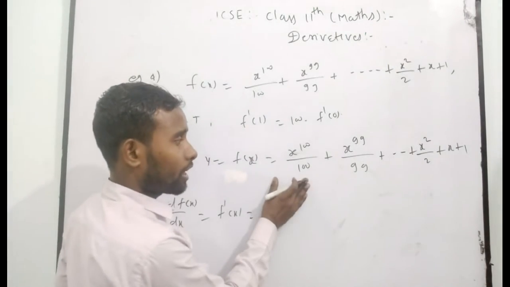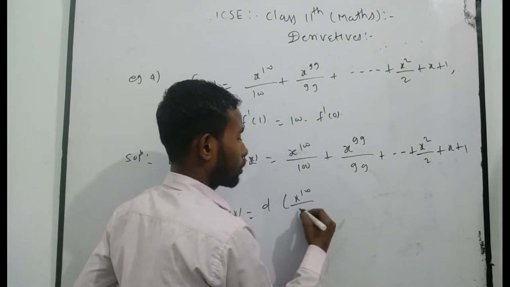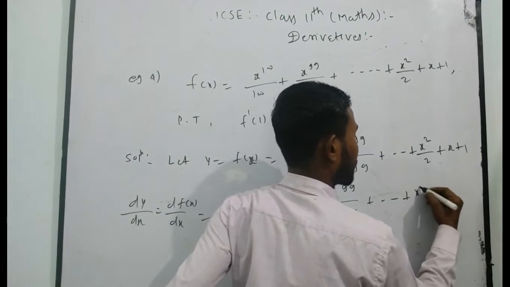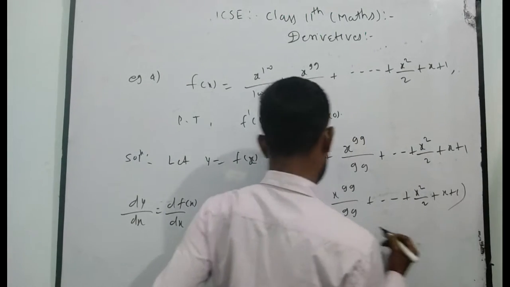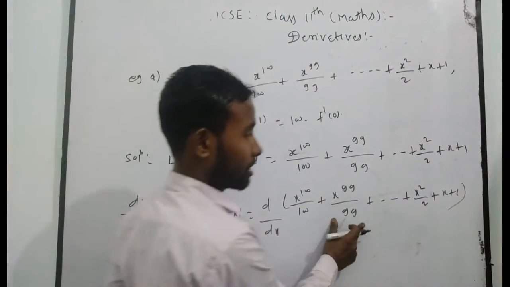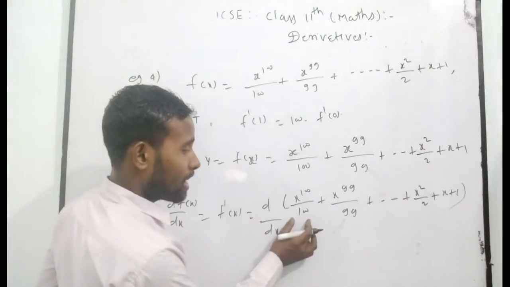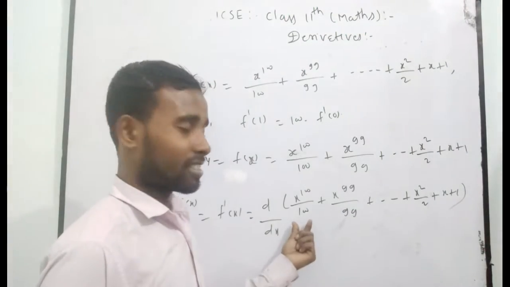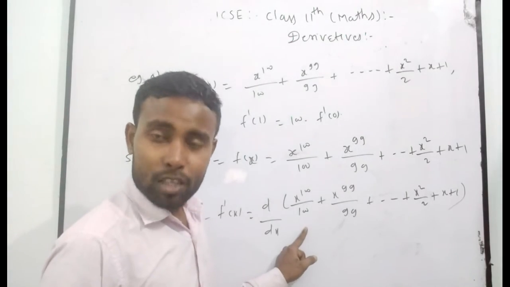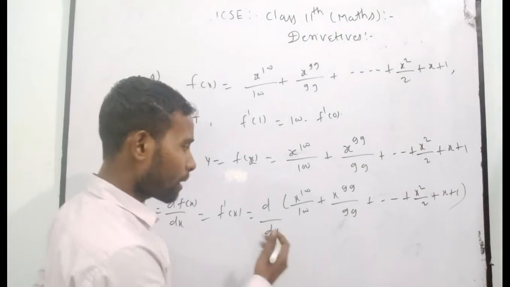As you know, 1 upon 100. If you wish, I want to write firstly one step: derivative of x^100/100 + x^99/99 + ... + x²/2 + x + 1 with respect to x. Now differentiate this term, again this term, one by one. While you differentiate this term, what will you get? 1 upon 100 is a constant term. Can you take 1 upon 100 out of the derivative? Because 1 upon 100 is a constant.